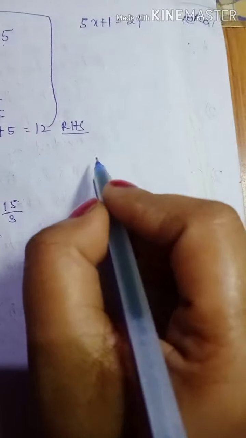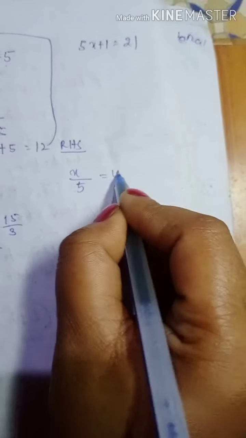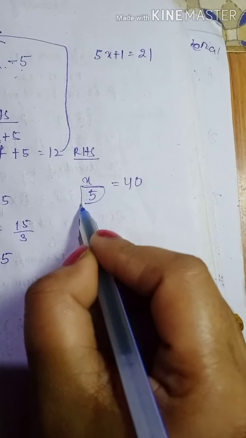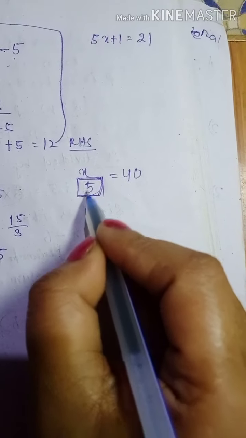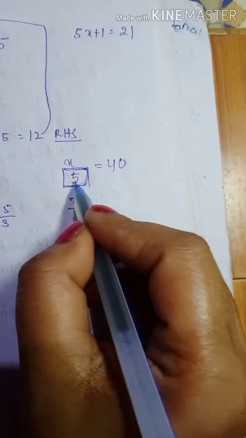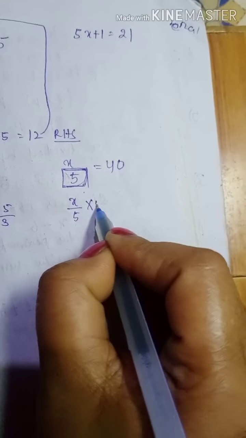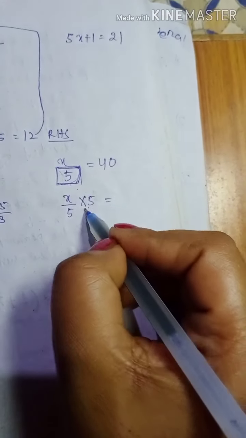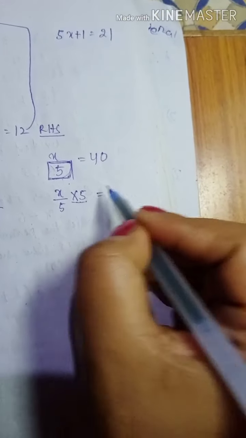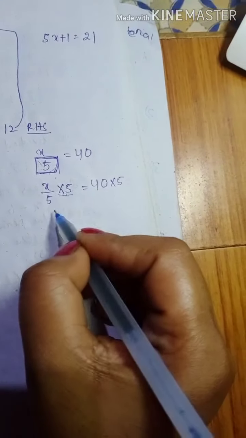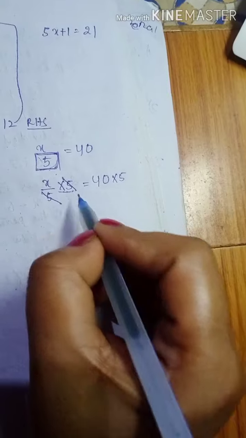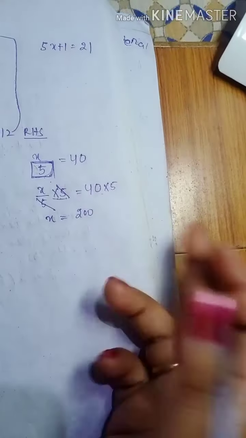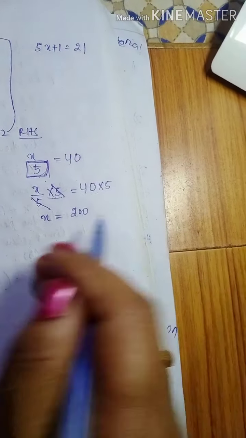So see some other example. X by 5 is equal to 40. X by 5 is equal to 40 means what? Here it is in the division form. To get the variable, means to remove the number, x by 5 into 5 I will do. As on the left hand side division is given, its opposite is multiplication. So I am doing here into 5. So here also 40 into 5. 5 is cancelled, then I got x, then 40 5s are 200. Value of x is equal to 200. It is simple. Can you understand?